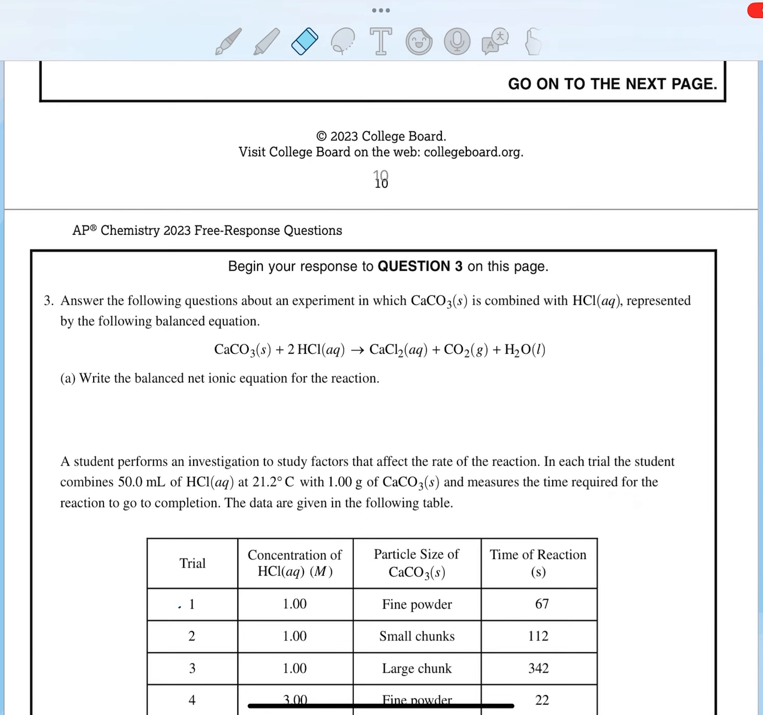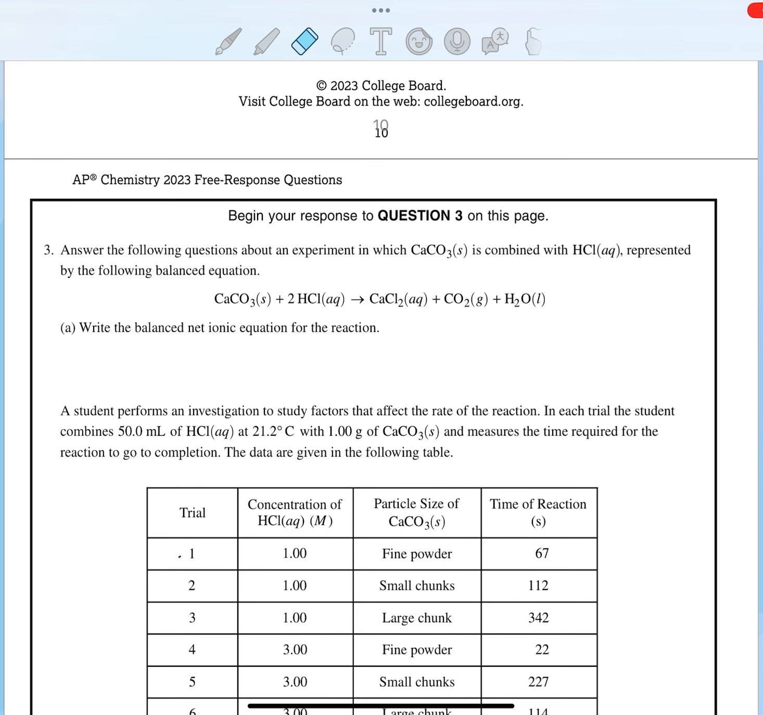Let's take a look at question 3 on the 2023 AP free response exam. So this question is looking at this chemical equation between calcium carbonate and HCl and these products. And we're being asked to first write a balanced net-ionic equation for the reaction.